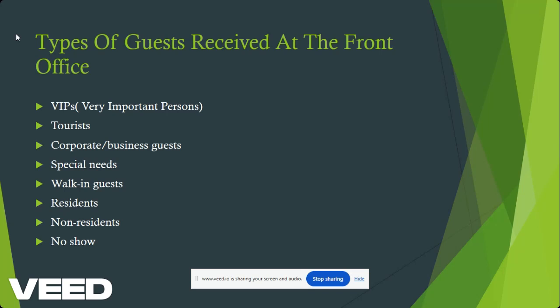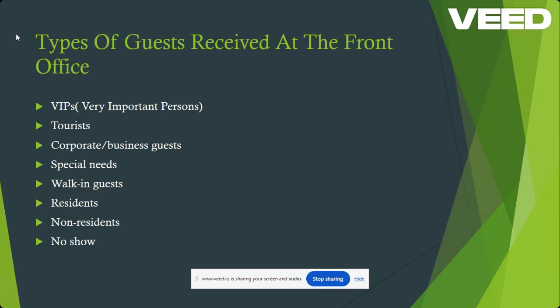So we have the different types of guests that we receive at the front office. We have VIPs. These are very important persons. Usually, they may reserve a place of their own. They may need entertainment. They may need a whole floor to themselves. They require suites, and they are dignitaries or people who hold high positions in big corporate institutions or government.